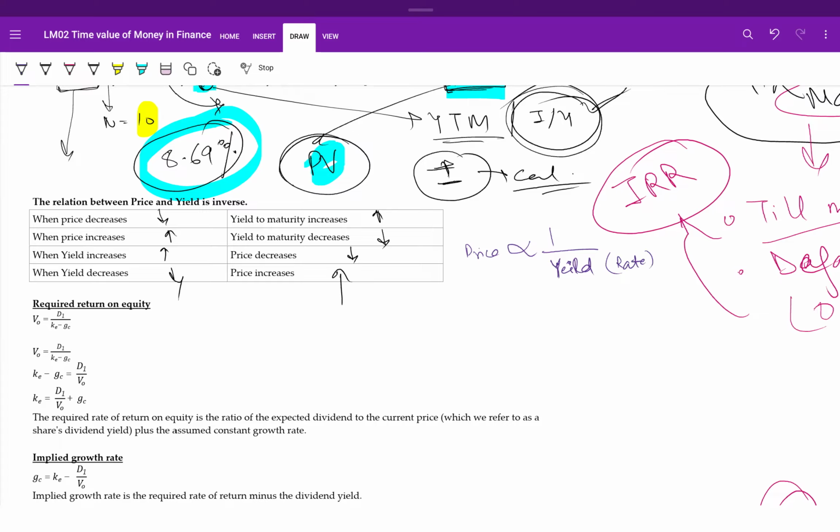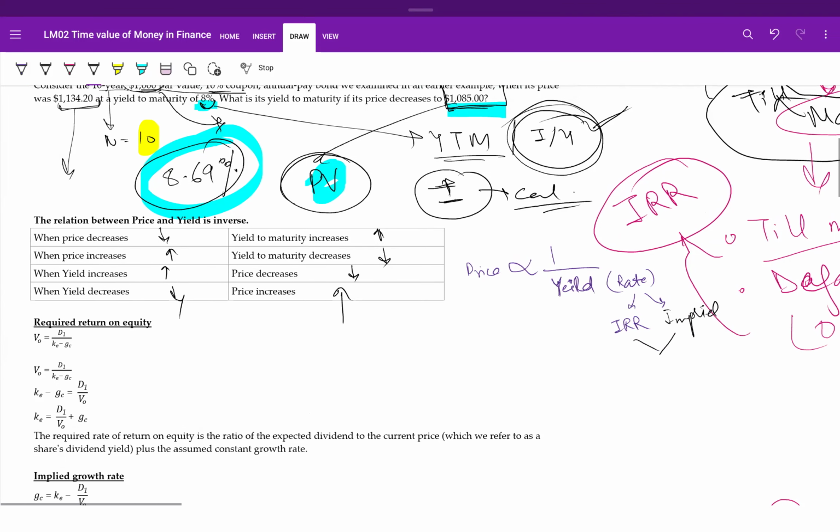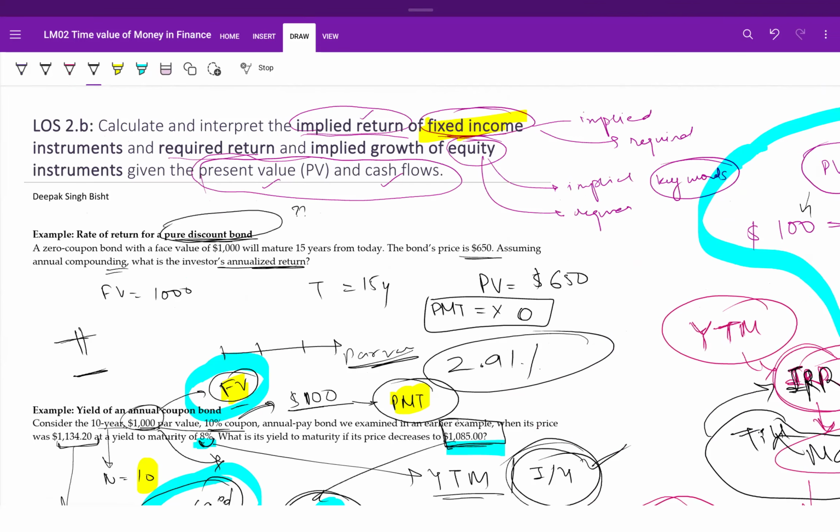And this rate is actually divided into two components, whether it's IRR or required rate. Required rate and implied rate. Implied rate. So IRR, implied and required, and this is what we were discussing: implied return and required return.